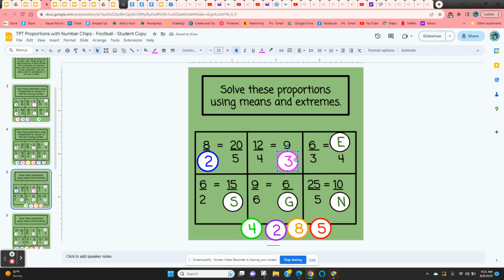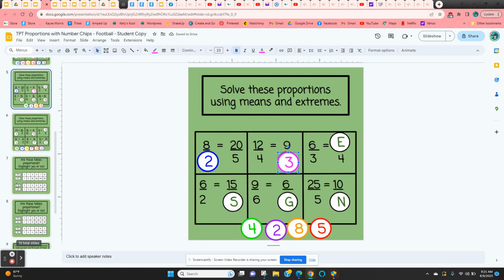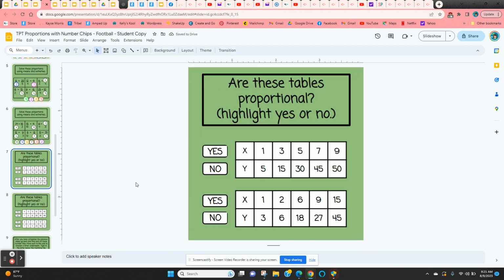So you notice that each one of these also has a letter underneath. So you're going to be using those letters on the last slide to solve a football riddle. When they get to slide 7, they're just going to be highlighting the answer.